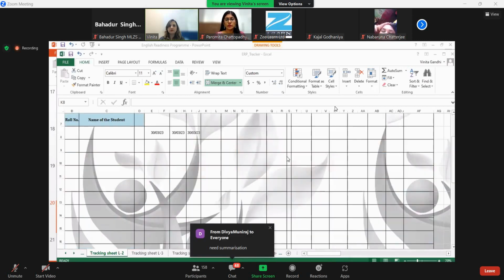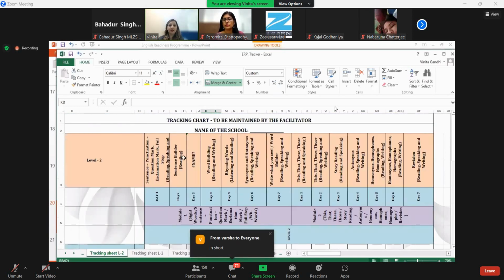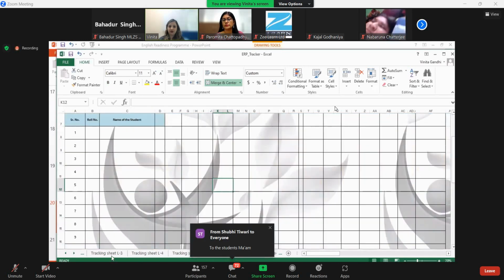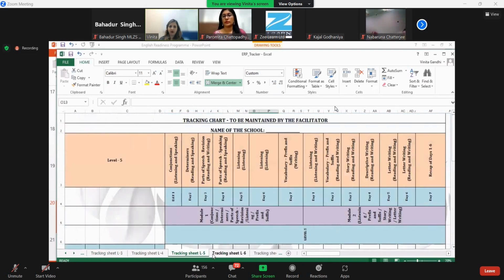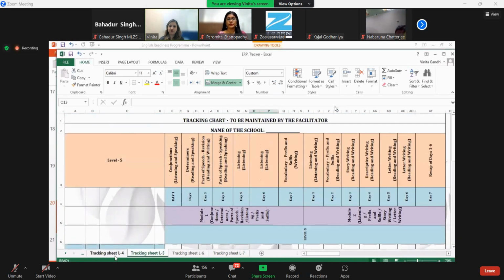Can you please repeat the process about the tracker? Okay. So see, if you can look at this tracker, this tracker is a level-wise tracker. The teacher will have this tracker end to end from level 1 to level 7. See, this is an Excel file, if you can see. And right down below where I'm clicking, there are various level sheets which have been shared with you.